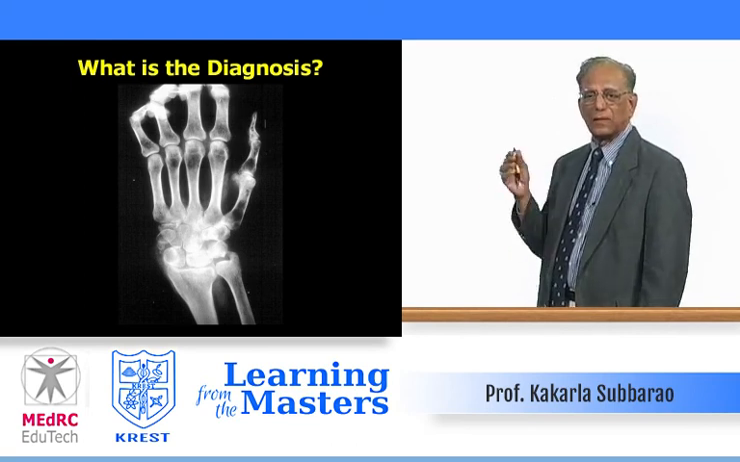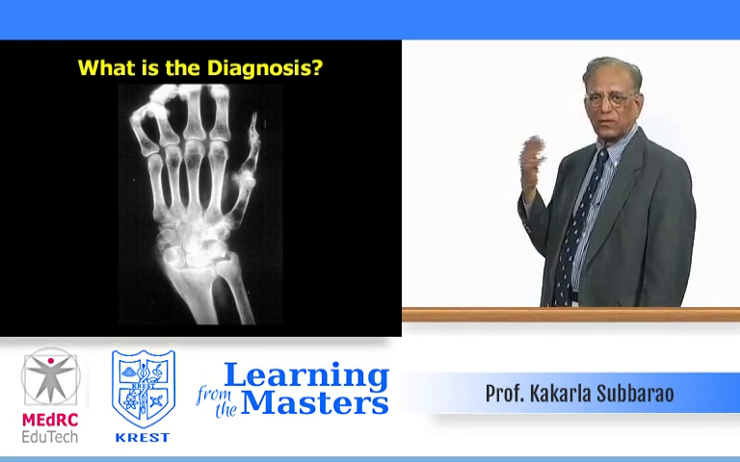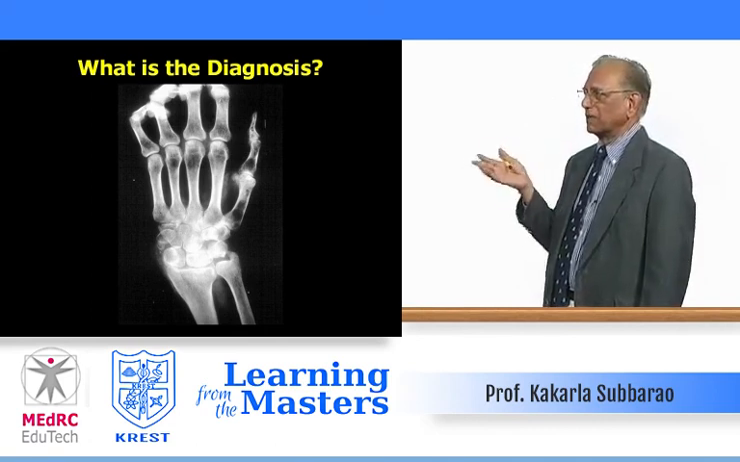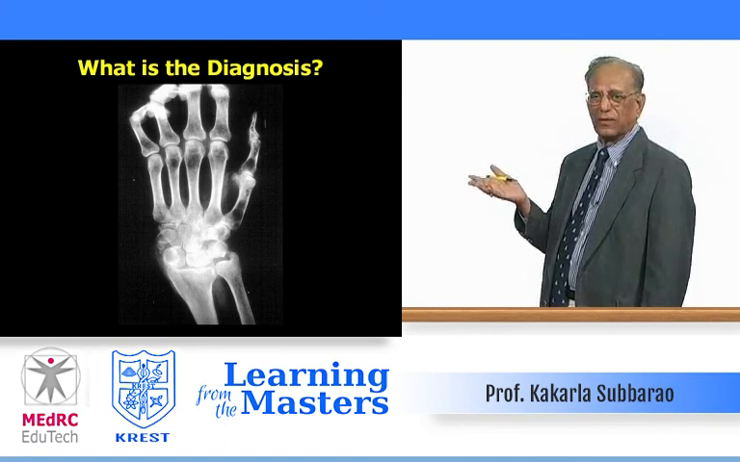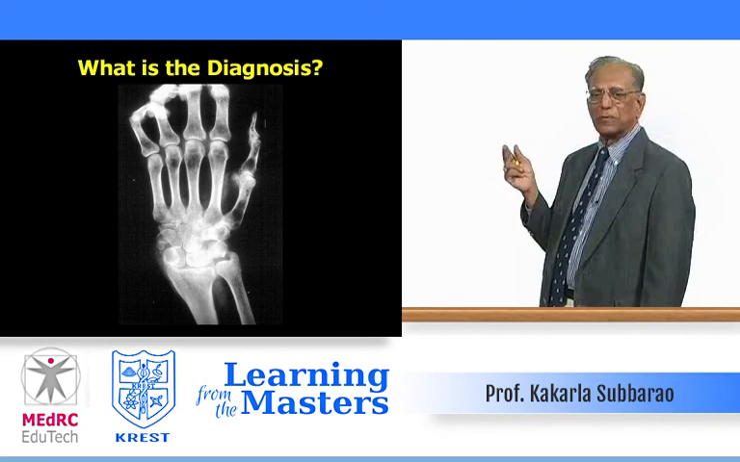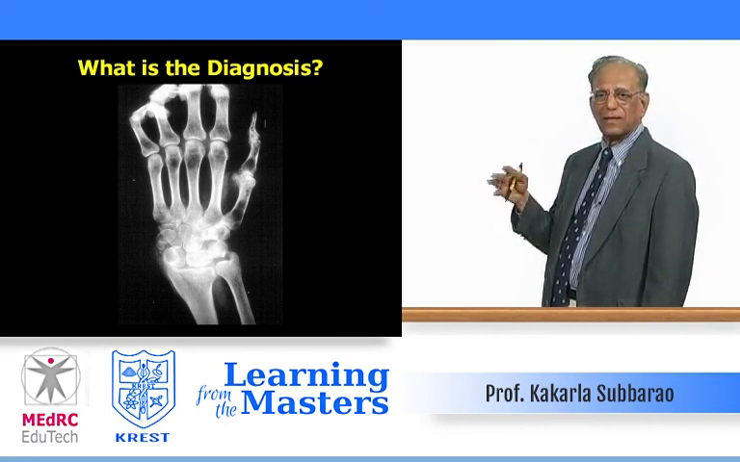Ultimately, last picture. Always our talks should end with some quiz, some intellectual stimulation to the audience. What is the diagnosis? This is the hand. If you notice carefully, look at the radius and look at the thumb. The thumb is on the ulnar side. It's not on the radial side.